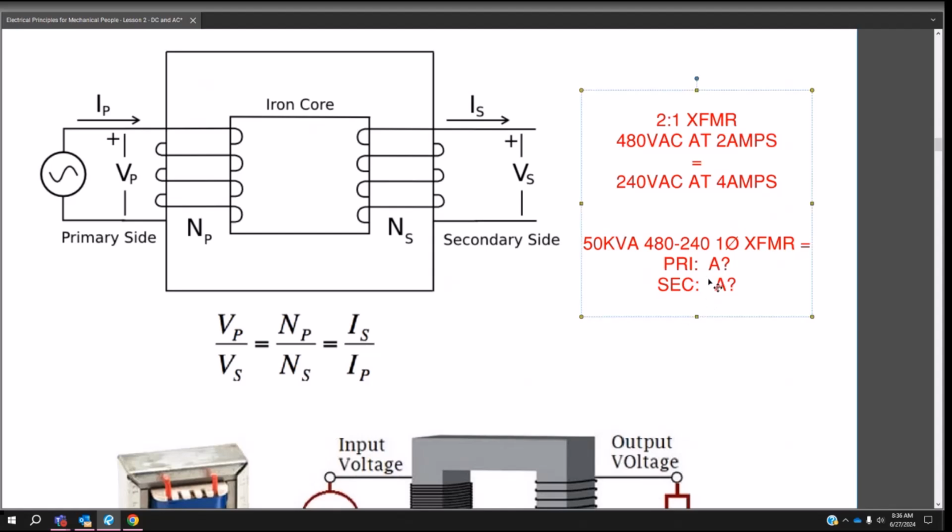So the kVA is the 50 kVA at 480. Is it supposed to be 480? Is it 100? It's like 104 then, because I think I just did my math wrong. So 50 kVA would be 50,000, and then divided by 480, so it's 104.